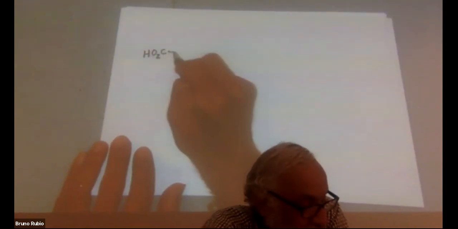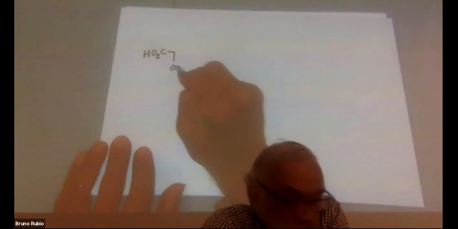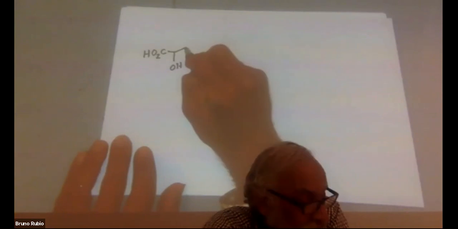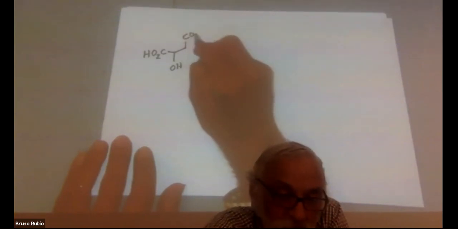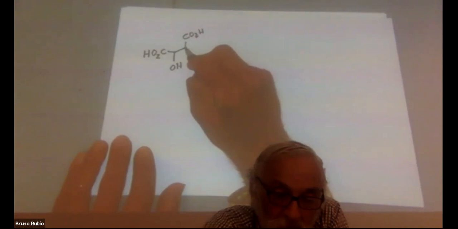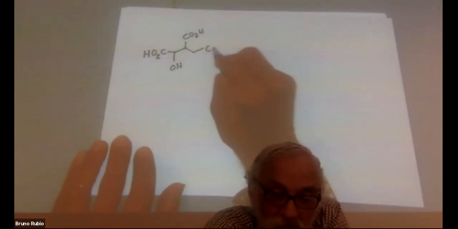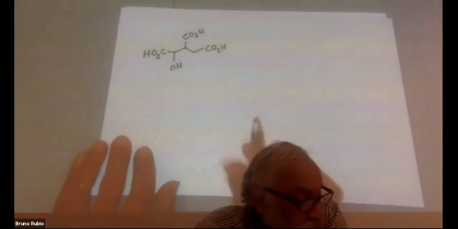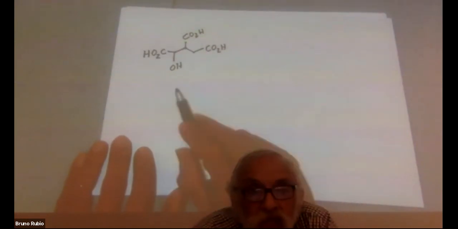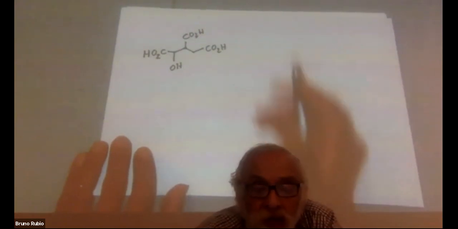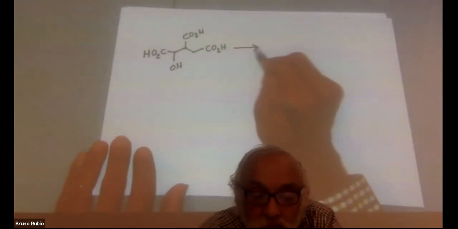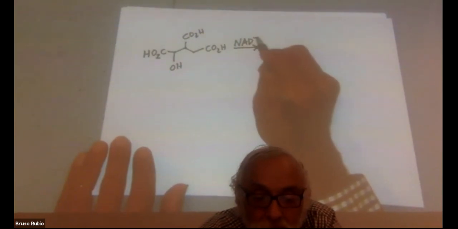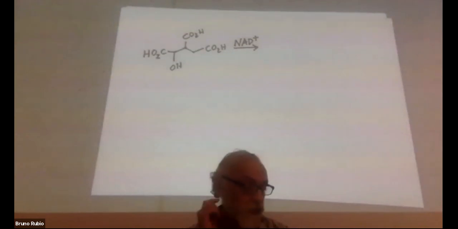So as I said, the lucky ones among you will be taking biochemistry, and I'm sure the professor there will make a big doodah out of NAD and NAD plus and NADH. So this is isocitric acid. This is involved in the citric acid cycle. And when I react that with NAD plus, what is the product?